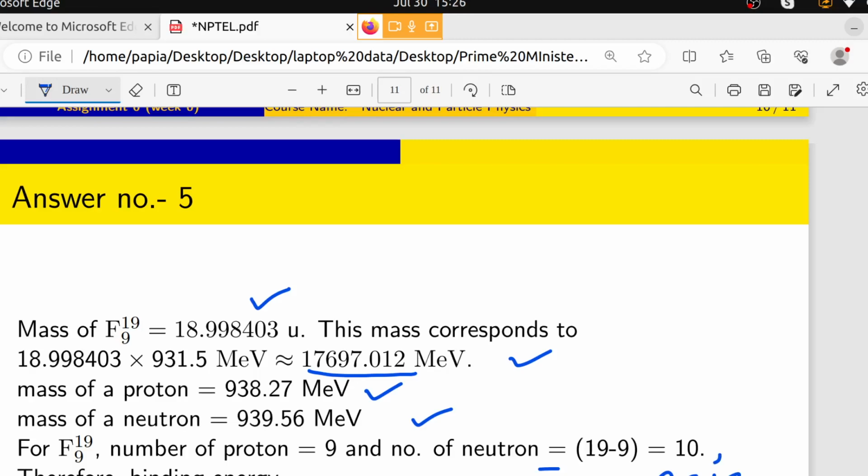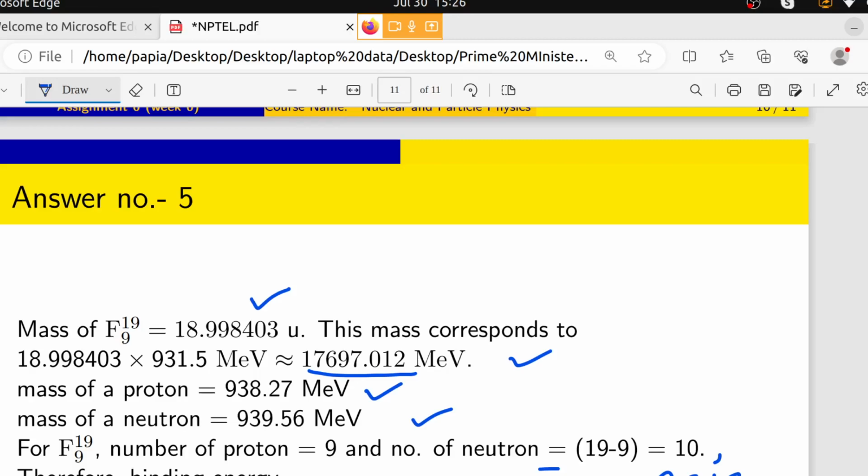Therefore, what is the binding energy? Binding energy is nothing but the difference between the nucleon mass and the mass of the nucleus. What is the nucleon mass? It means how many nucleons are there: 9 protons and 10 neutrons. Each proton has a mass of 938.27 MeV, so the total proton mass inside that nucleus is 9 into 938.27 MeV. The number of neutrons is 10, and each neutron has a mass of 939.56 MeV, so the total neutron mass is 939.56 into 10. So as a whole, the nucleon mass of that nucleus is 9 into 938.27 plus 10 into 939.56. This is the nucleon mass.